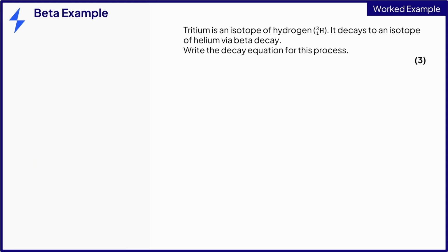Let's have a look at a different type of decay now. Tritium is an isotope of hydrogen. It decays to an isotope of helium via beta decay. Write the decay equation for this process. So, this is beta decay. Let's recall the atomic and mass numbers of a beta particle, which are -1 and 0 respectively.